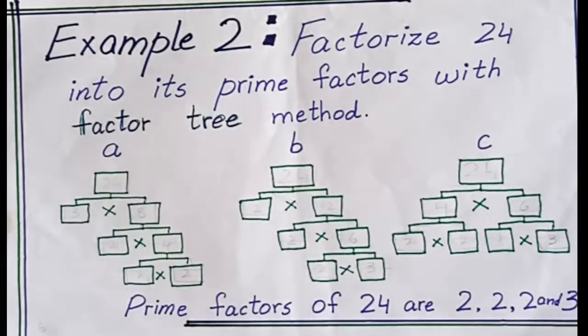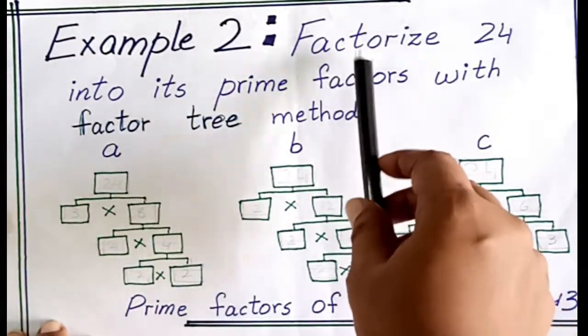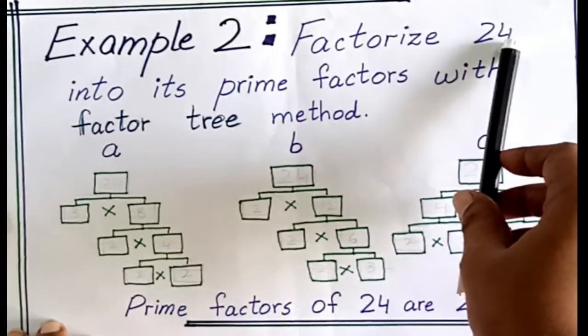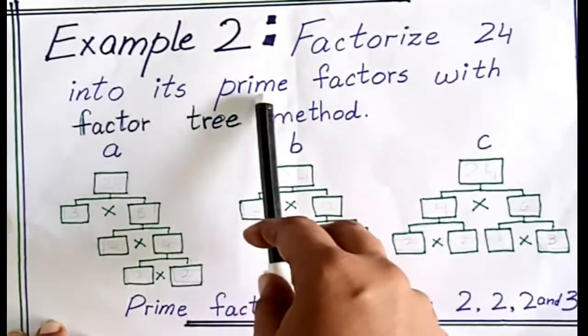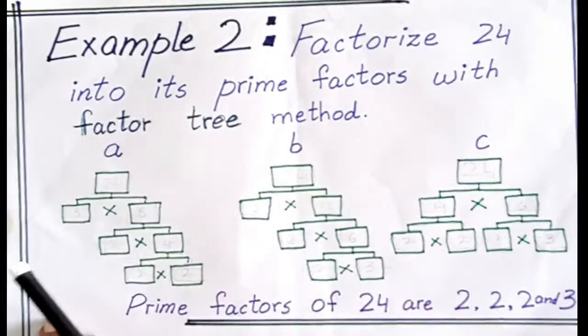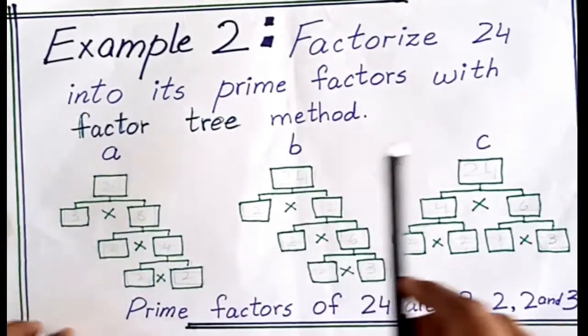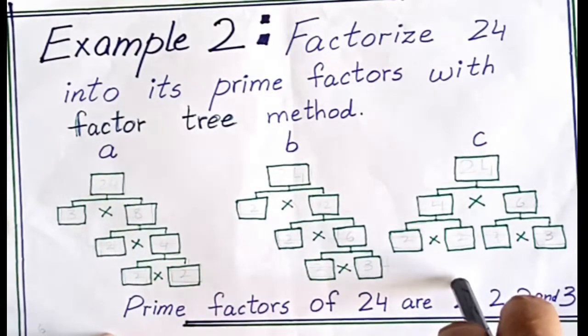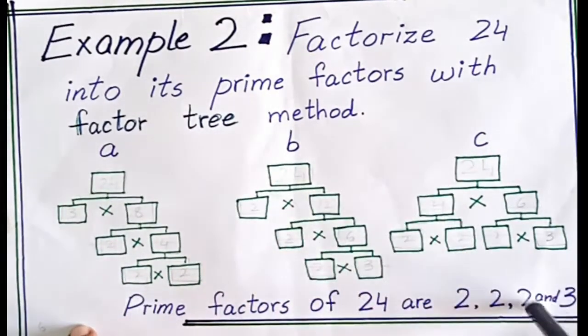In the last slide, we factorized 12. In this slide, we will factorize 24 into its prime factors with the factor tree method. That also was the factor tree method, and this also is a factor tree method.